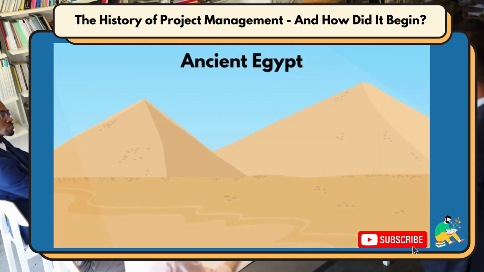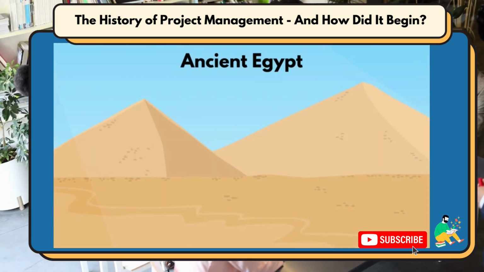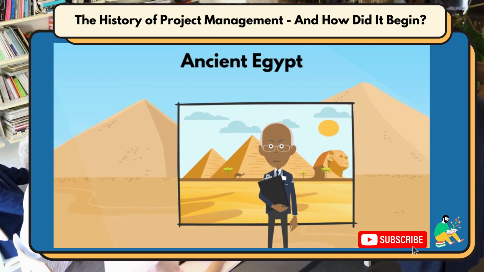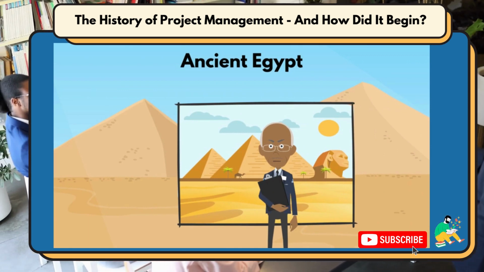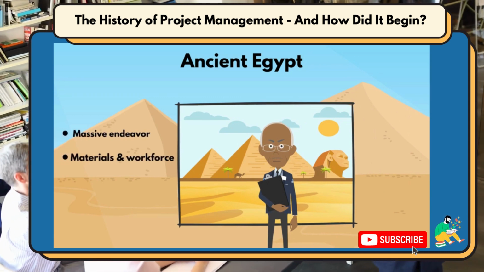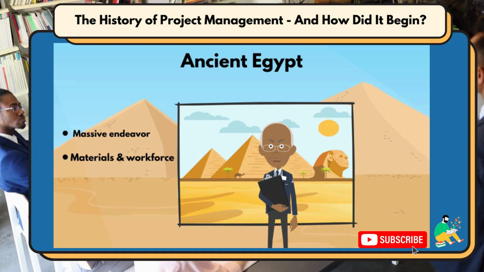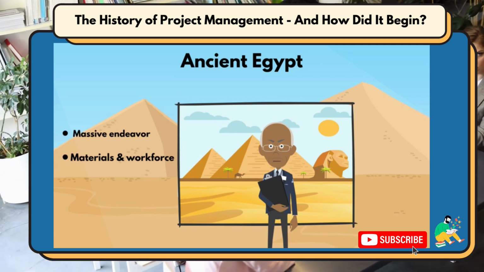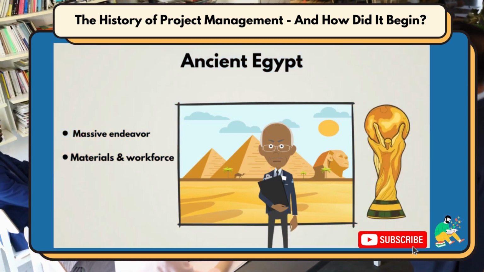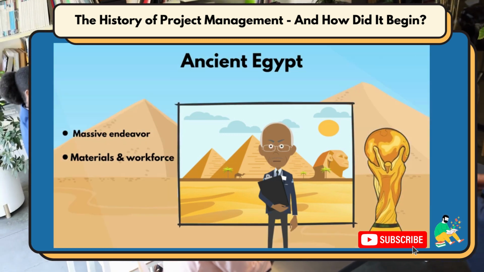Ancient Egypt. Can you imagine pitching the Great Pyramid of Giza to a board of directors? As one of the 7 wonders of the world, this construction was no doubt a massive endeavour with a unique result. Great amounts of materials and workforce were employed, and it's still unknown exactly how the work was organised and executed, but the planning and management was something innovative even for today's standards.